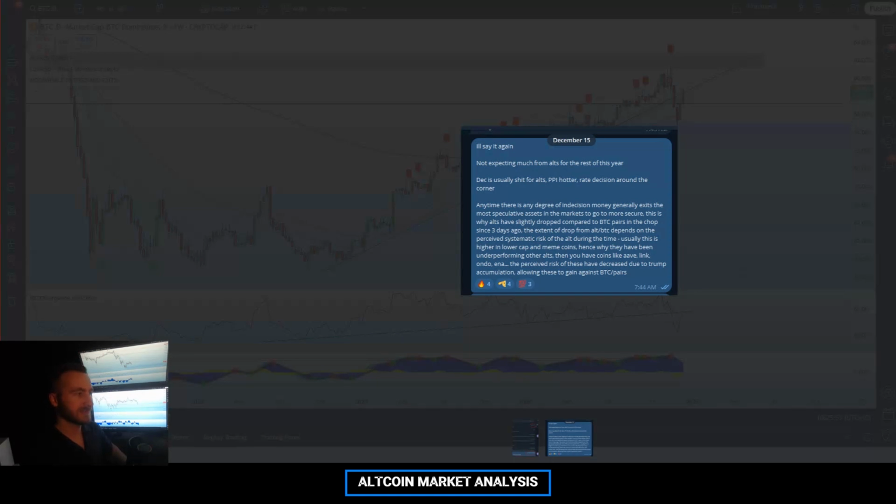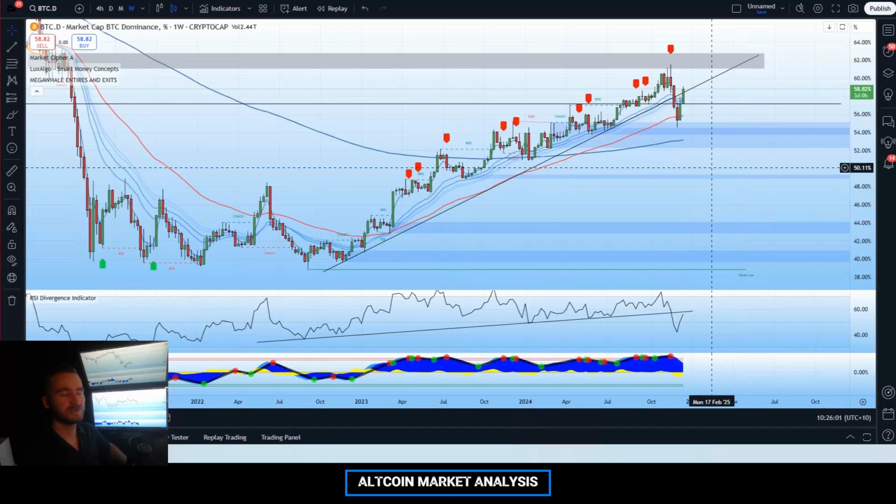Anytime there is any degree of indecision, money generally exits the most speculative assets in the market to go to more secure. This is why Bitcoin dominance has risen. This is why altcoins are getting wrecked in the light of the recent press conference from Jerome Powell. And that data that came out, no one knew was coming. Jerome Powell rug pulled the market in essence, right?